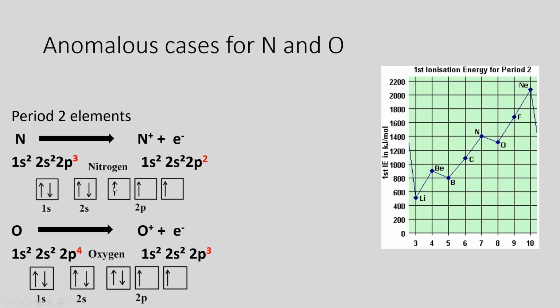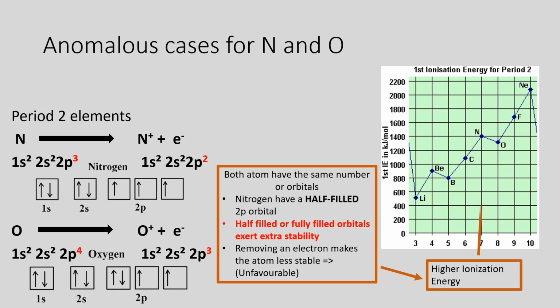So, bila dia dah semua dia orang happy, single-single ni, tiba-tiba kawan dia kena buang. So, dia pun sedih lah. That's why, daripada half fill, and then kita buang satu, jadi dua saja, kita remove the extra stability of the half fill orbital. So, from 2p3 jadi 2p2, dia jadi less stable. So, it is unfavorable untuk buang dekat nitrogen.